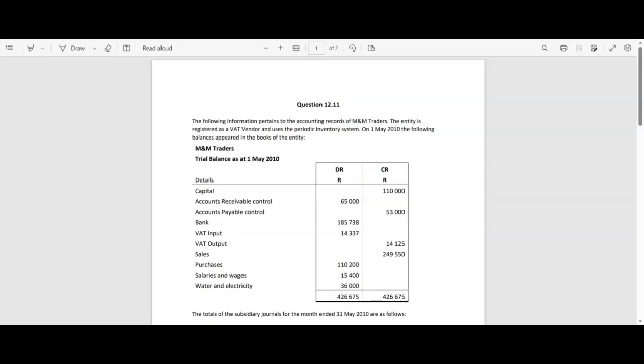Good afternoon, students. Today we are going to be looking at a specific question from your textbook, question 12.11, but we've adapted it somewhat. Next week, Monday, we'll carry on with another PowerPoint.